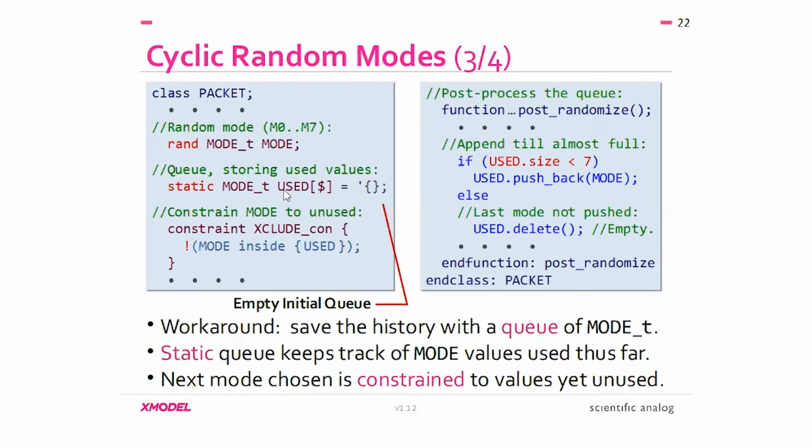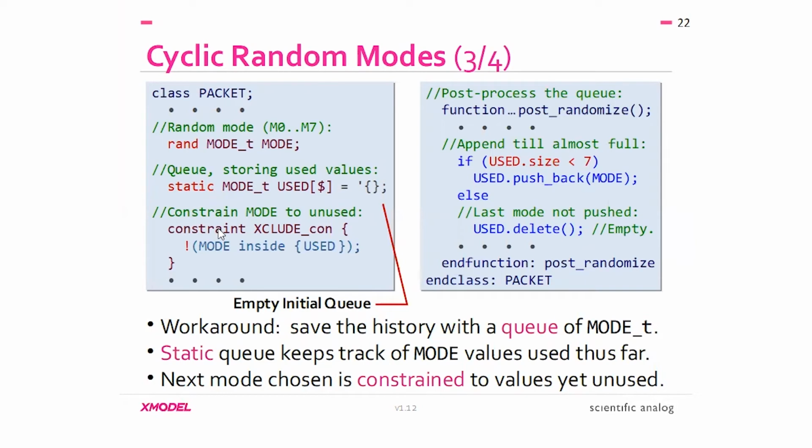So here's a queue of used values. It's like an unpacked array, but the $ tells SystemVerilog that this is a queue. You can push used mode values onto it and empty the queue. And the important thing is that it's got to be a static queue. Static is one of the most overused words in the SystemVerilog language, right up there with virtual. In this context, it simply means that every packet instantiated from this class seeds the same queue, not different copies of it. It's a static queue.